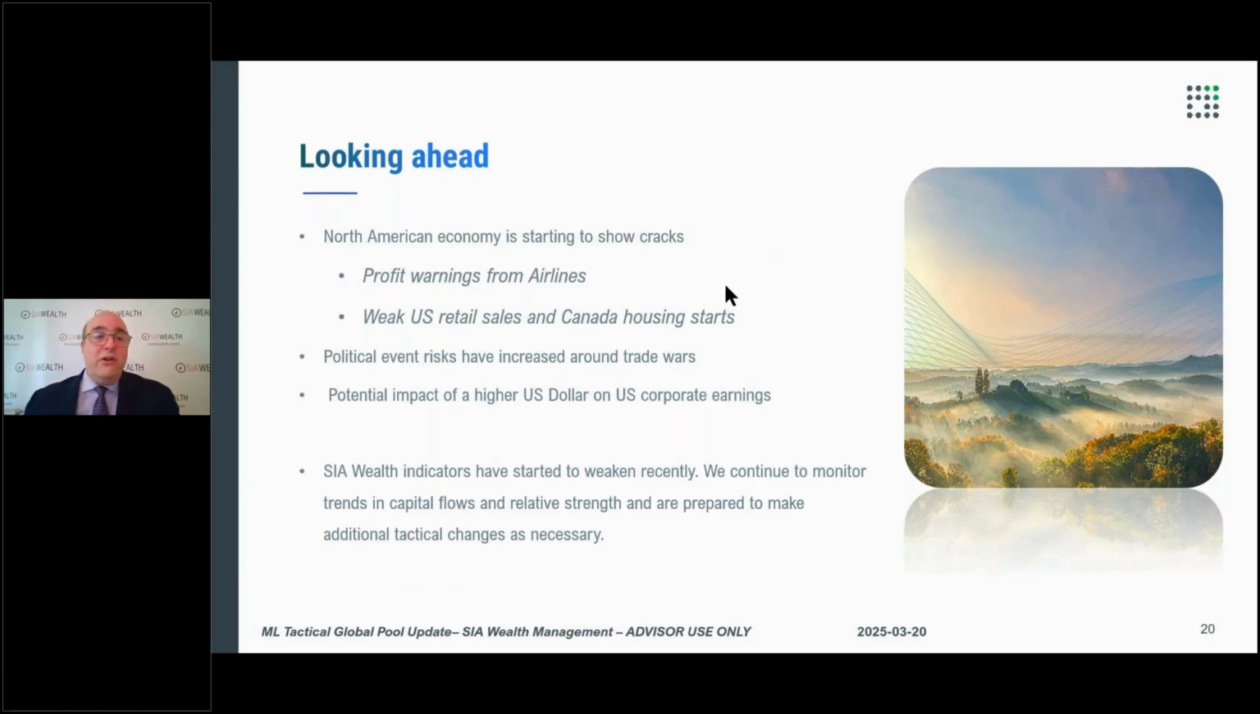That's a big theme we want to watch for going into the next round of quarterly earnings, as well as, generally speaking, whether people are struggling with the overall economy. As I mentioned on the equity action call, SIA wealth indicators have started to weaken recently. I call it they've bent but not broken, but they have been bending. We continue to monitor trends in capital flows, trends in relative strength, and our rules-based trading systems, and we remain prepared to make additional tactical changes as necessary in the ML pool.